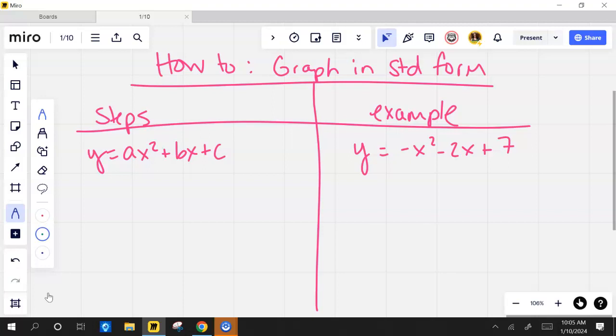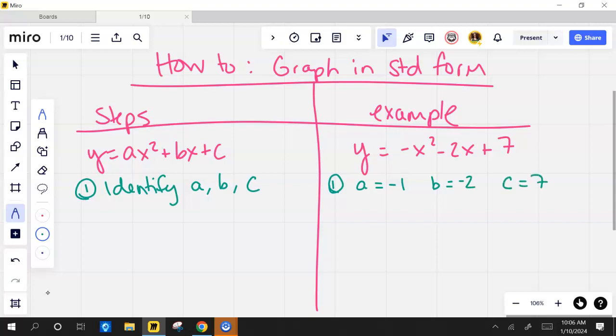First things first, let's lay out our A, B, and our C. I think that'll make things easier. So I'm going to say first, identify A, B, and C. So in our equation, what is A? -1. That's exactly right. What is B? -2. And what is C? 7. What's special about 7? The y-intercept. So maybe make a note here.